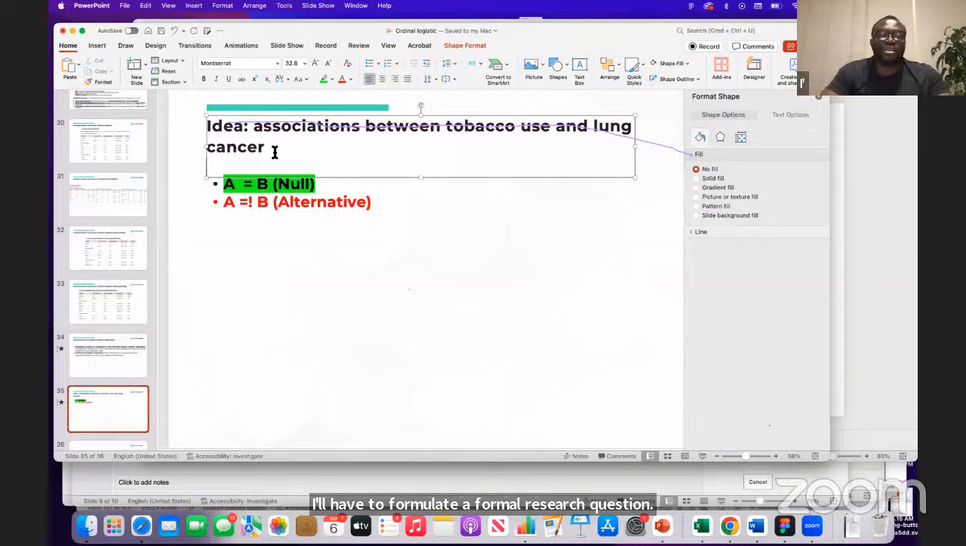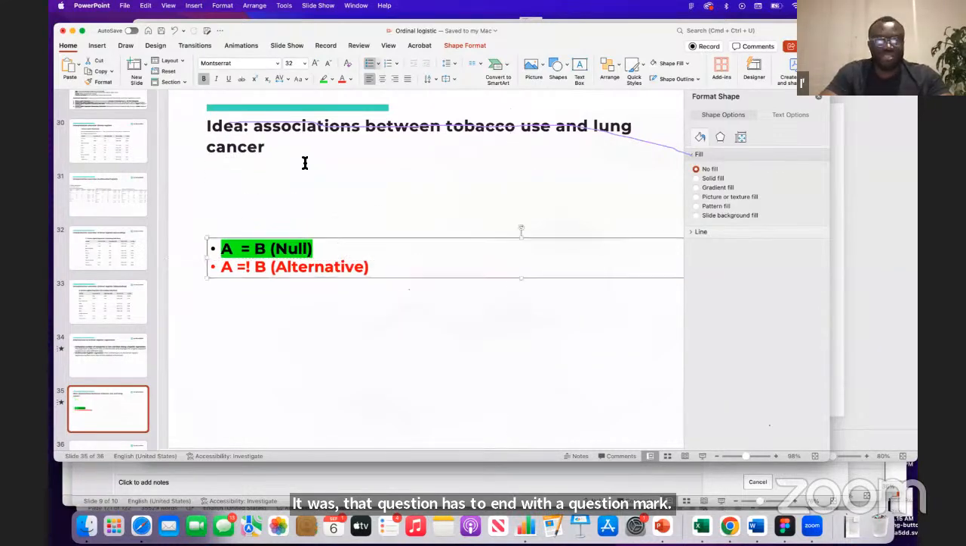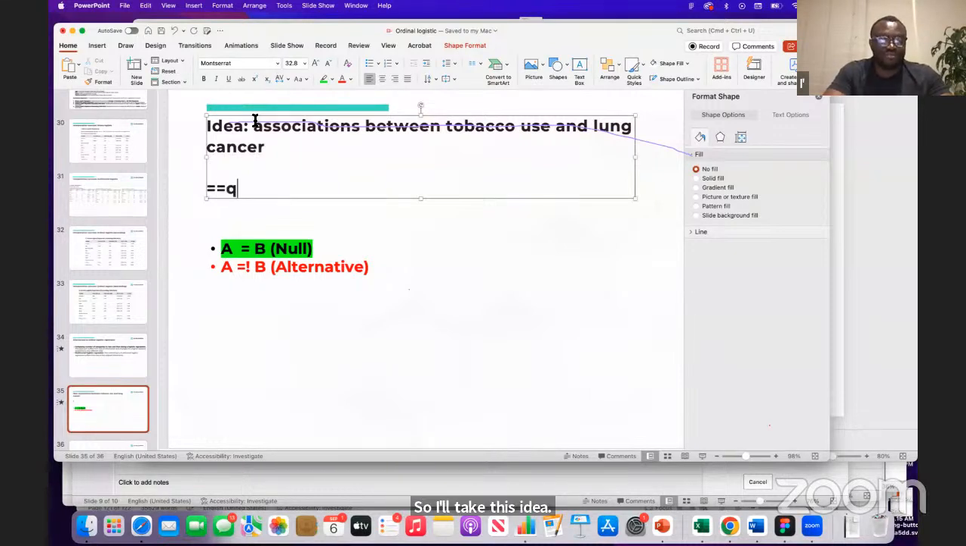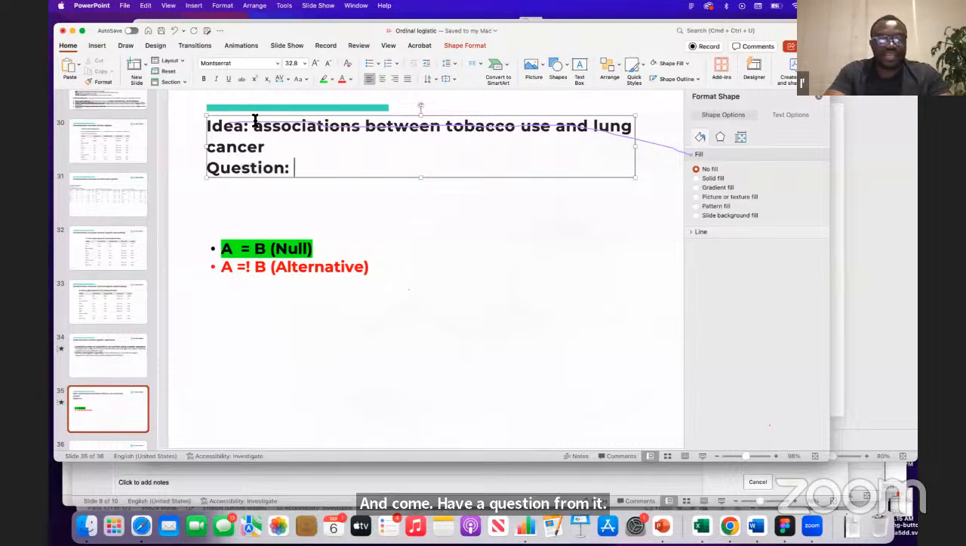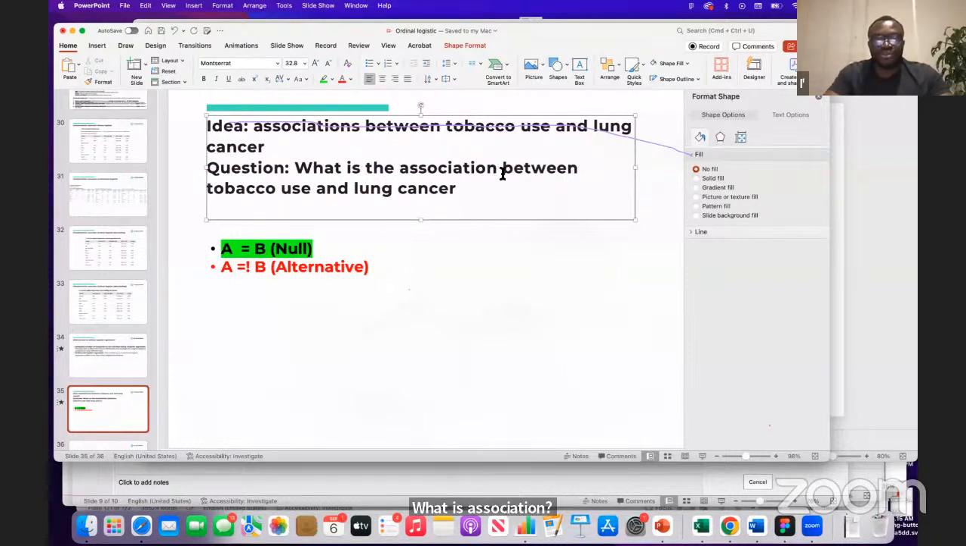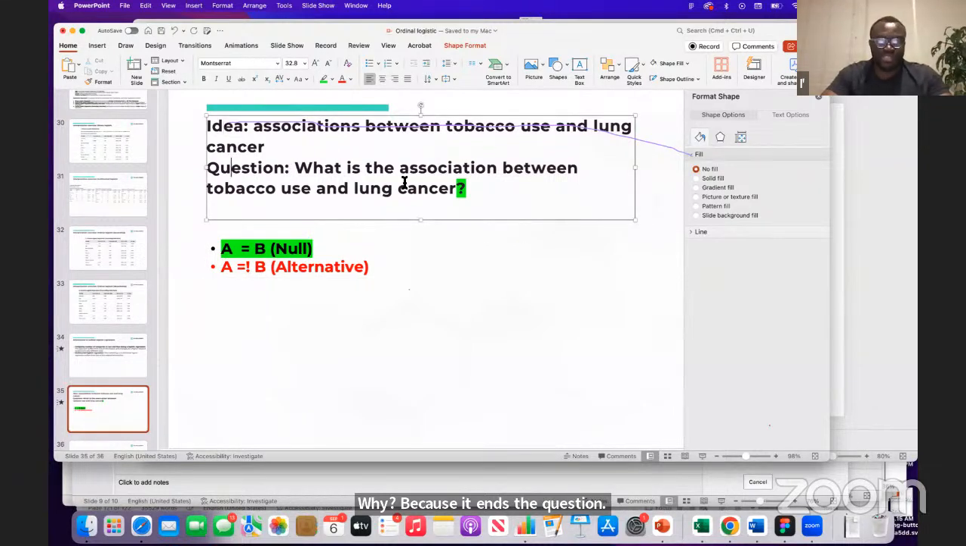This is not a research question. A question has to end with a question mark. If it does not end with a question mark, it is simply not a question. So I'll take this idea and carve a question from it. The question will say, what is the association between tobacco use and lung cancer? See, this ends with a question mark. Now, this is a research question. So from the idea, we come up with a question.